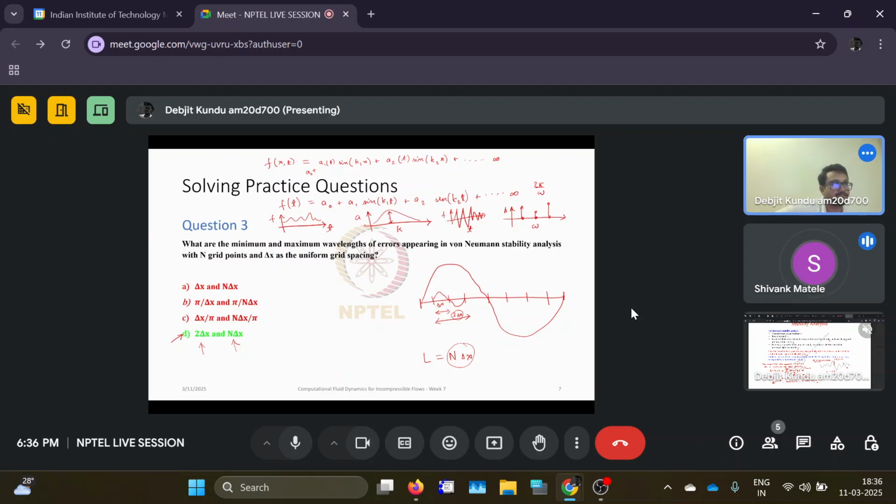Just one thing I want to know: the first graph you have shown, F versus T, right? Can I say that I make a curve of A naught alone, then a second curve of A1 sine K1 T, then third, if I add all those curves, I will get this F? Exactly. It decomposes it into multiple sine waves.